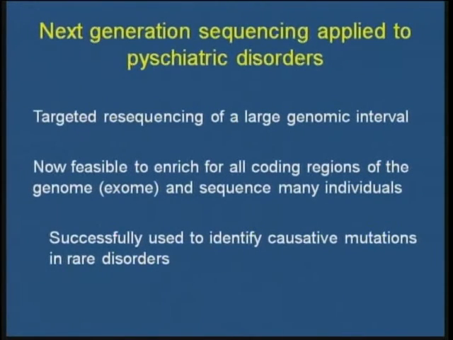So it's now possible to resequence a targeted region, a large genomic region, pretty easily and pretty cheaply. And using Jay's technology, it's also feasible to enrich for all coding region mutations of the genome, which has become known as the exome, and sequence many individuals. And Jay and others have successfully used this to identify causative mutations in rare pediatric disorders.